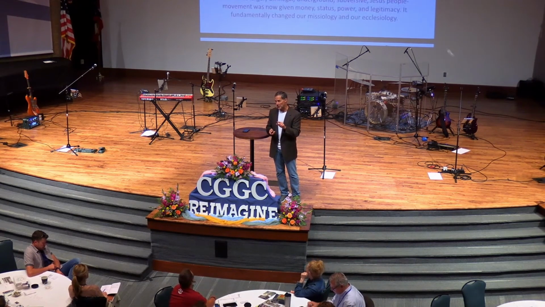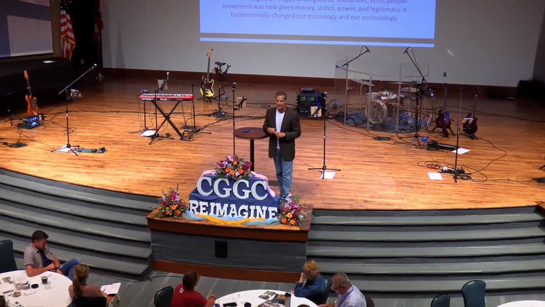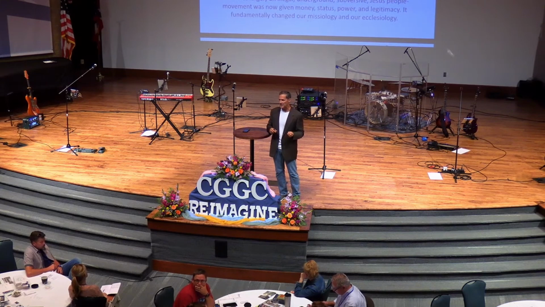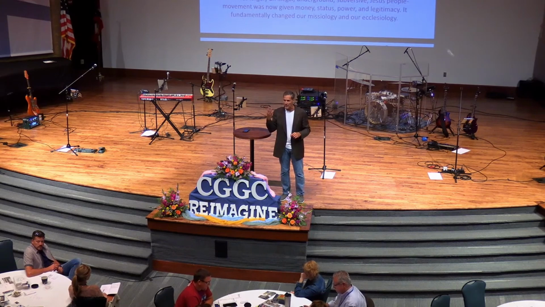And so this second circle is represented by this. It says, what was largely an illegal, underground, subversive Jesus people movement was now given enormous money, status, power, and legitimacy. It fundamentally changed our missiology and our ecclesiology. So here's the point in that middle circle. Even though the end of religious persecution was a very, very good thing, the bad thing was the power of the Roman Empire and the church was wedded together.